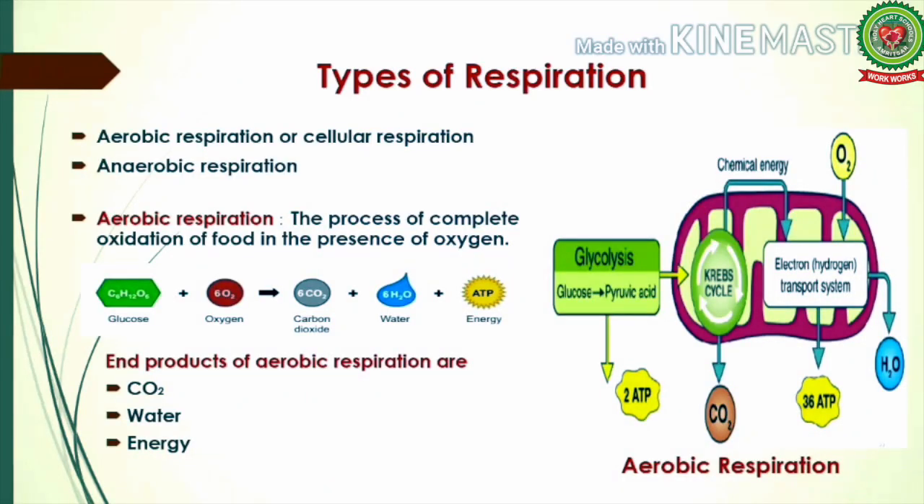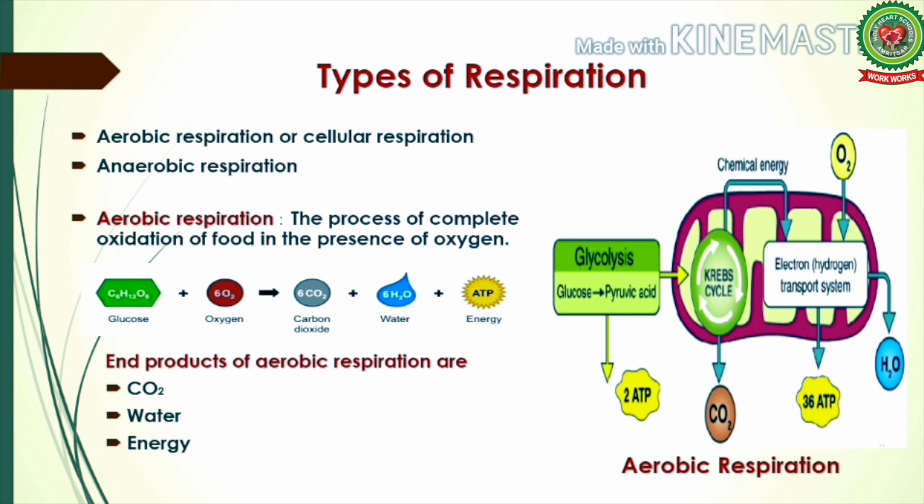What are the types of respiration? There are two types of respiration. One is aerobic respiration, which is also called cellular respiration, and another is anaerobic respiration. Aerobic respiration is the process of complete oxidation of food in the presence of oxygen. Glucose is oxidized in the presence of oxygen to form carbon dioxide, water, and energy in the form of ATP. End products of aerobic respiration are carbon dioxide, water, and energy.